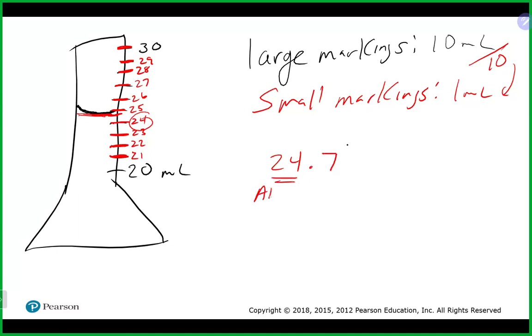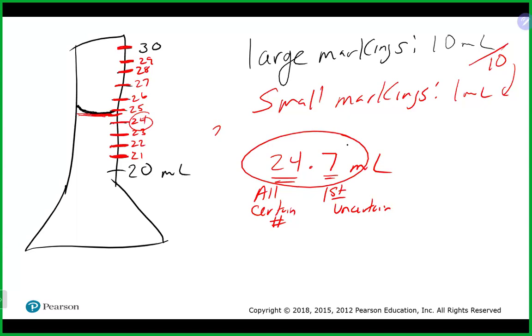That is all the certain numbers, right? Plus my first uncertain number. And I also want to always record my units, right? By the way, that would mean this one has how many significant figures? It does have 3 sig figs, right? In this case. The uncertain value or estimated digit is 7. So that's where the uncertainty is. Typically speaking, plus or minus 1 of that uncertain number is what we associate with it.